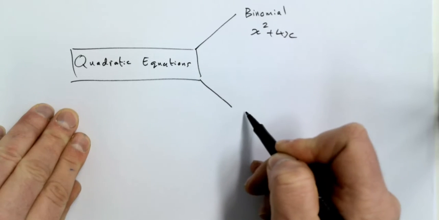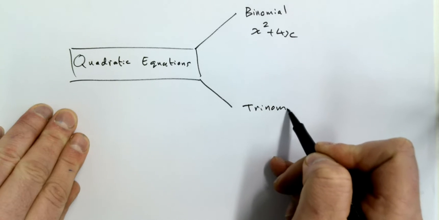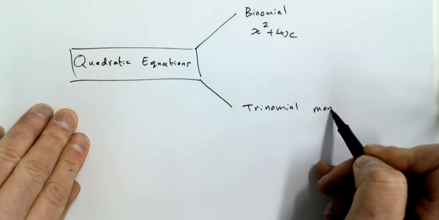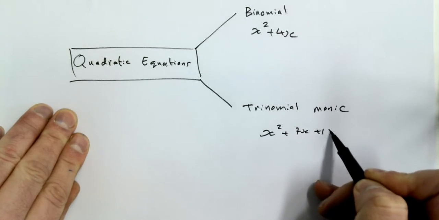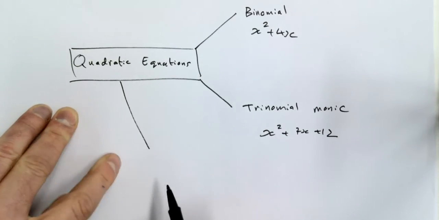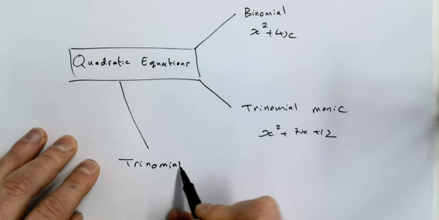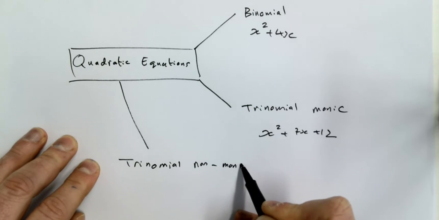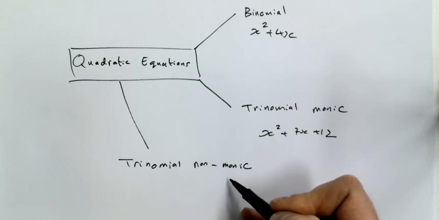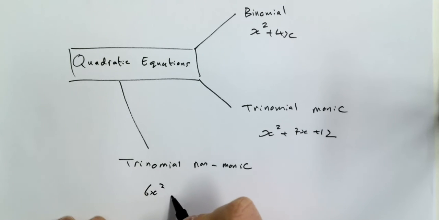There is trinomial, monic. That's of the type x squared plus 7x plus 12. There's trinomial, non-monic. So an example of a trinomial non-monic would be 6x squared minus x minus 12.